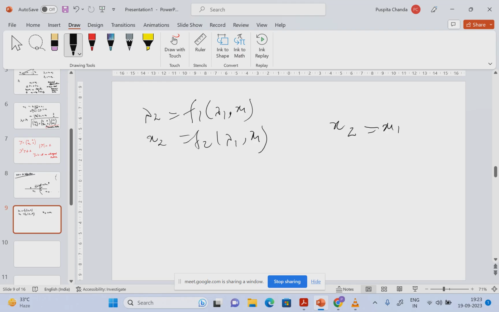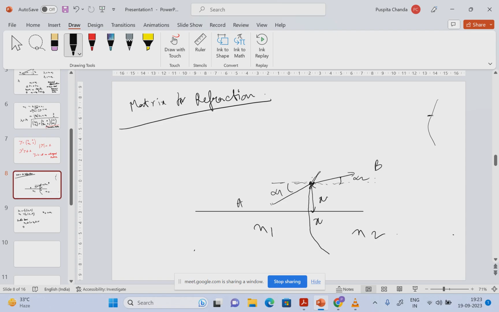Now we need to use Snell's law. So Snell's law says n1 sine I is equal to n2 sine R. So here, what is the sine I? The whole thing is I. And this whole thing is R. So I is equal to, this is phi, and this is phi.